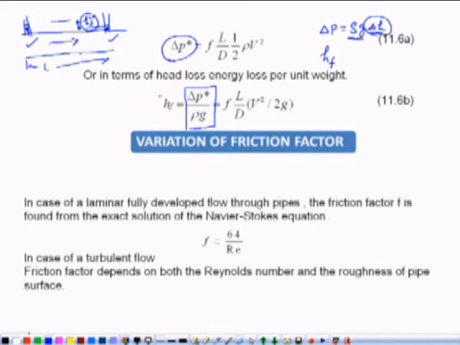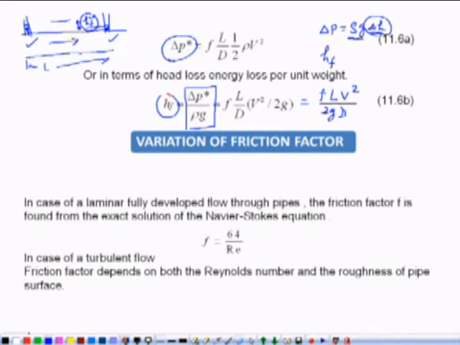So head loss may be written as FLV square divided by 2GD. This is the equation, a very generalized equation. F is the friction factor, L is the length, V is the average velocity, V square divided by 2GD. So with the help of this equation, we can find out the head loss for any flow problem.